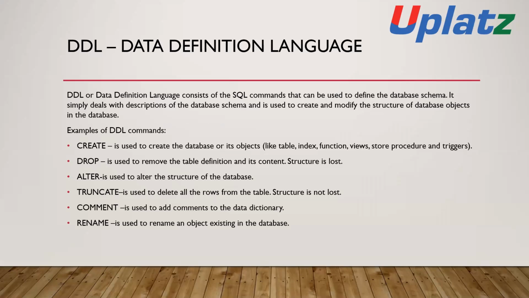Data definition language is where you are defining your data, or defining your database schema. That's where all the DDL commands are introduced. Examples for DDL commands would be create, drop, alter, truncate, comment, and rename. The syntactical part we will cover later in the course. For now, whenever we are trying to describe the definition, or modify or create the structure of our database or the objects present in the database, like table, index, function, views, stored procedures, all those commands are part of DDL, that is data definition language.